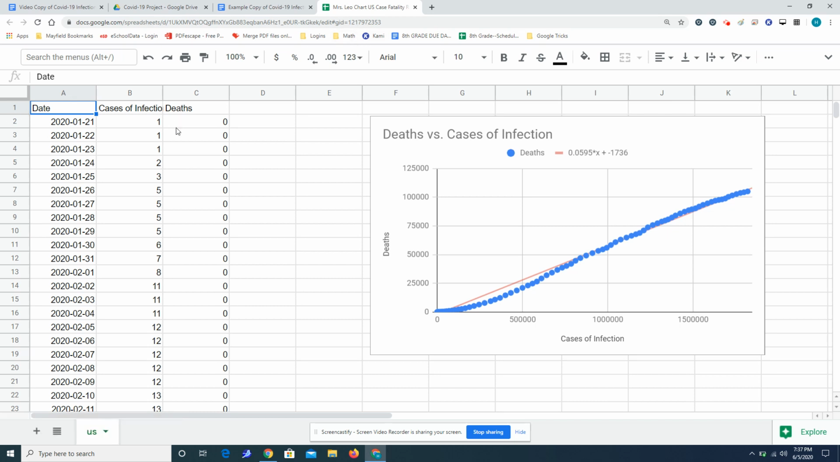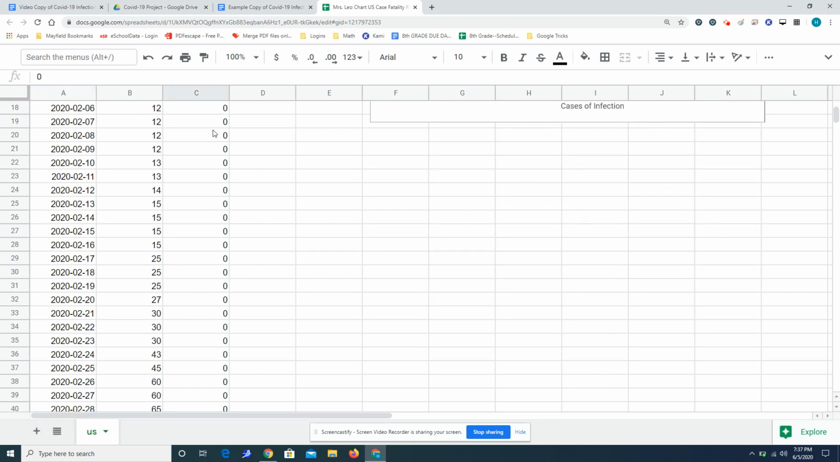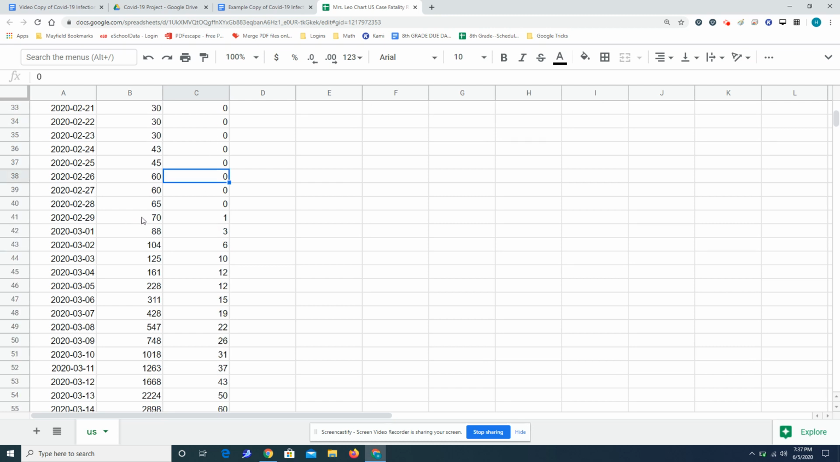So I'm going to look at my table. And you're going to notice in my table, I have a ton of zeros if I go scrolling down. 0, 0, 0, 0. My first case that is not a 0 is right here. So 70 and 1. So my x is 70, my y is 1. I can use that point.